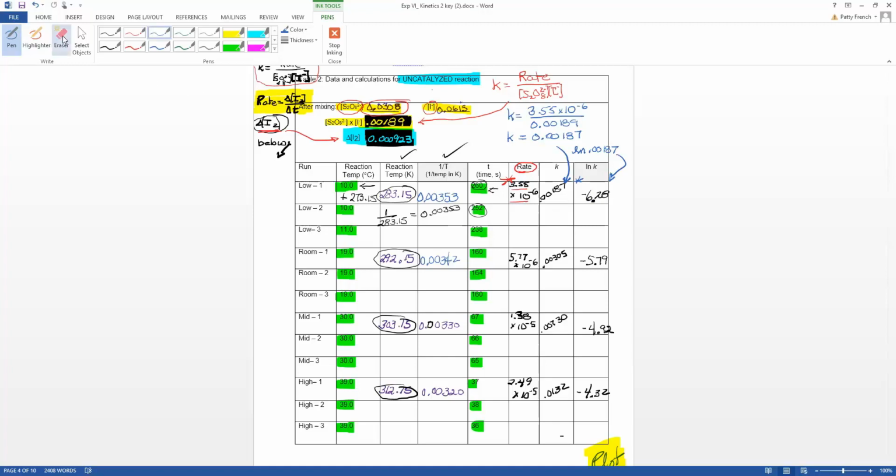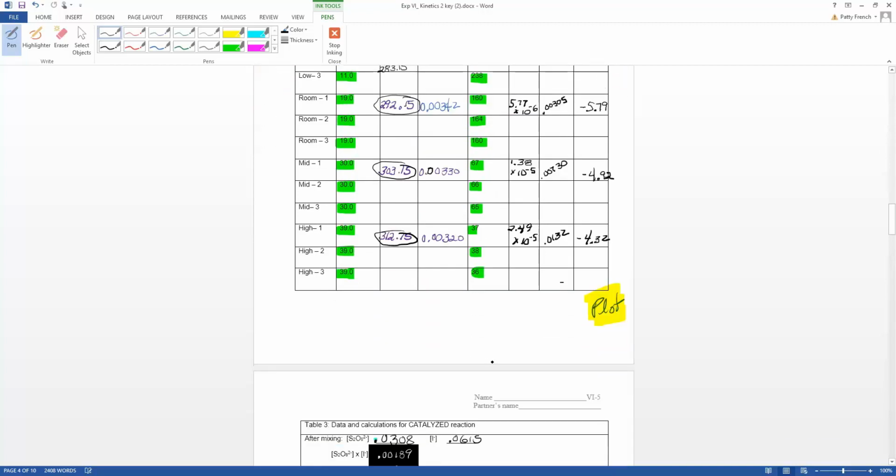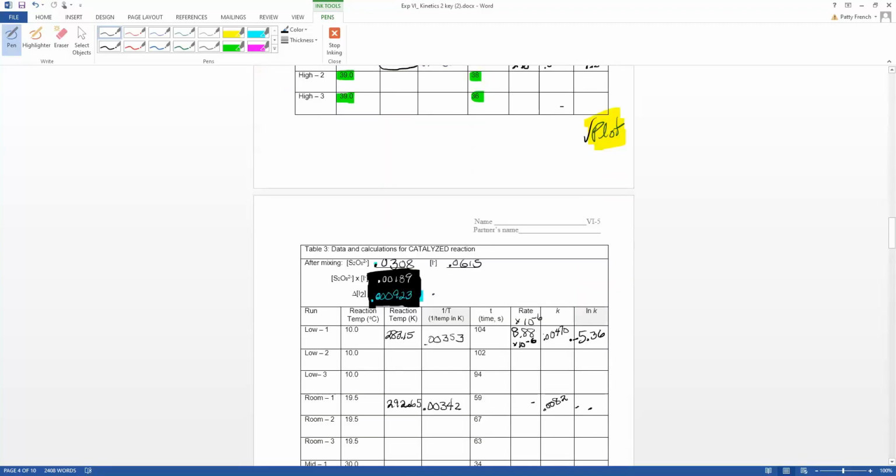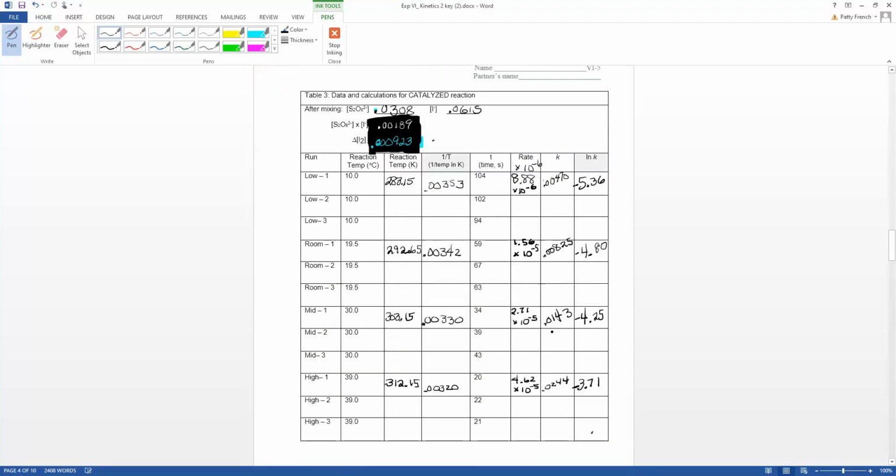If you run into difficulty, well, first you should always try to figure it out. But then if you can't get it figured out, let me know and I can help you. All right, so that's it for the uncatalyzed data. We are going to plot this. I'm trying to remember to do that. And if we look here at the catalyzed, we've done the exact same thing.